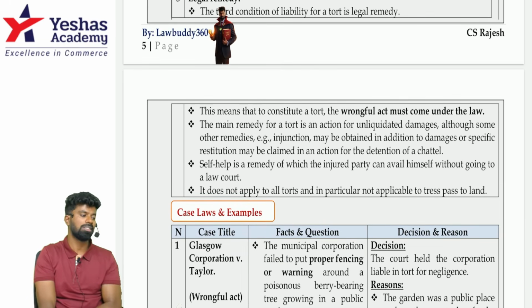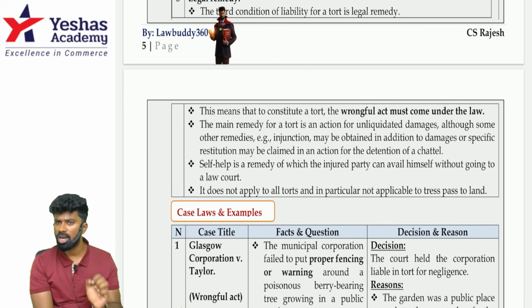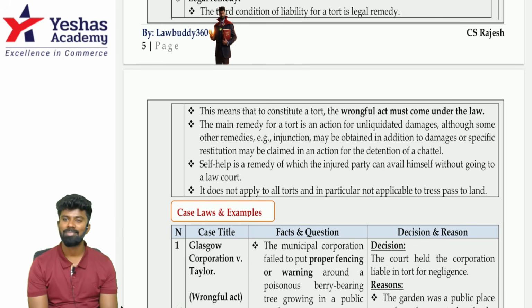These are the essentials of a tort. You know what the essentials of a tort are? Wrongful act or omission. Second one, legal damage. Third one, legal remedy. If any one is not there, is it called a tort? I will give an example. You should tell me whether it is a tort or not. I will give the legal maxim. Damnum sine injuria. Not a tort. Injuria sine damnum. Damnum cum injuria. Injuria cum damnum. Tort.